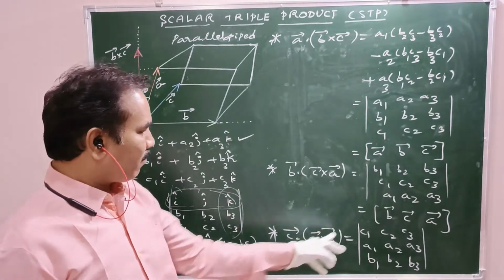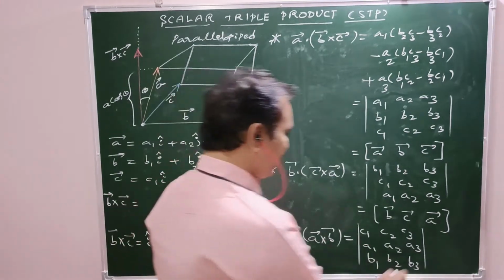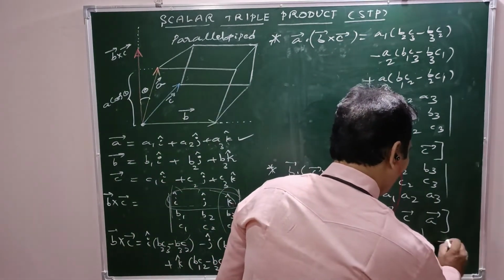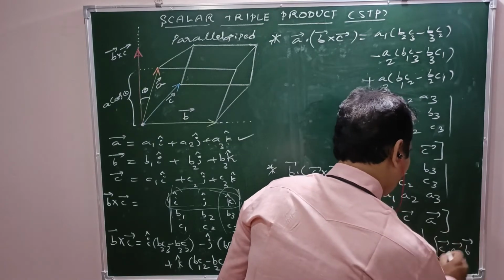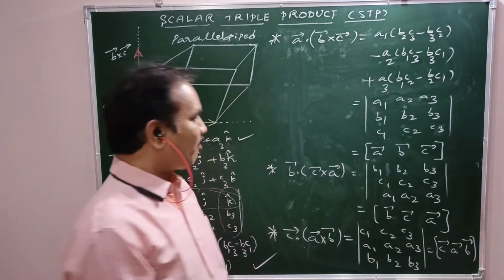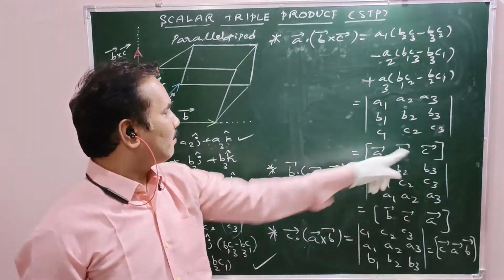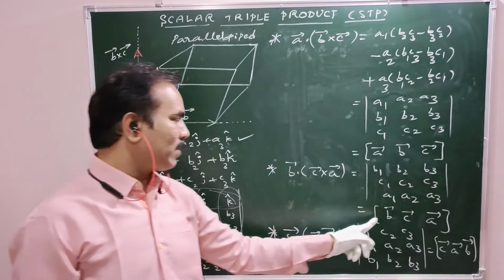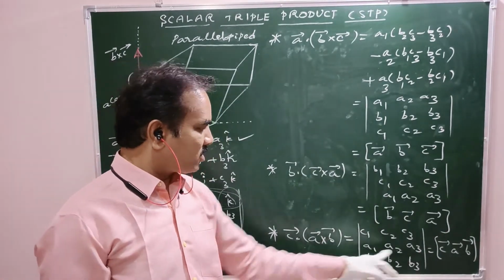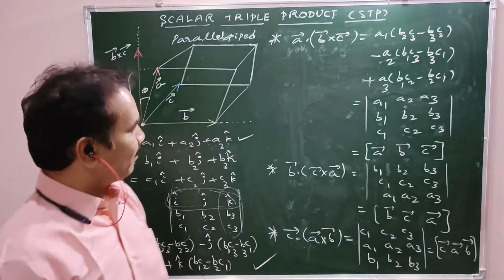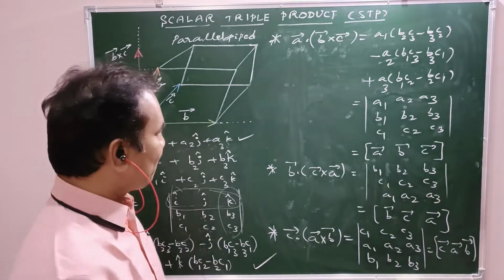This time, what is the other formula? Bracket formula, that is bracket CAB. See the sequence. Bracket C bar, A bar, B bar. So, A bar dot B bar cross C bar also equals bracket ABC. B bar dot C bar cross A bar also equals bracket BCA. C bar dot A bar cross B bar also equals bracket CAB. Right? C bar, A bar, B bar.